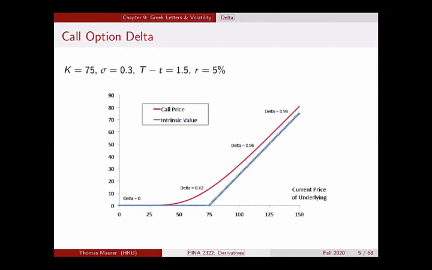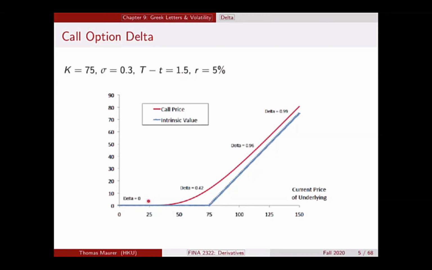For the delta, what does it mean taking this first derivative? It basically looks at the slope of that red line, and depending on where you are on that red line, that slope might be 0 or it might be something positive, and the maximum we can take is exactly a value of 1. Now, what's the interpretation of this?